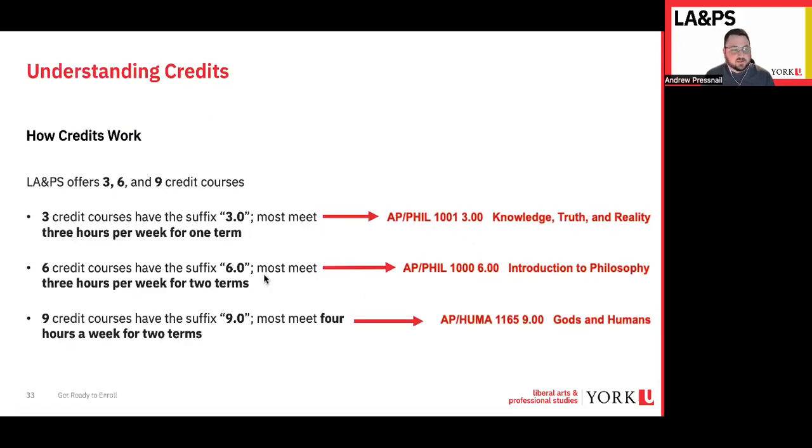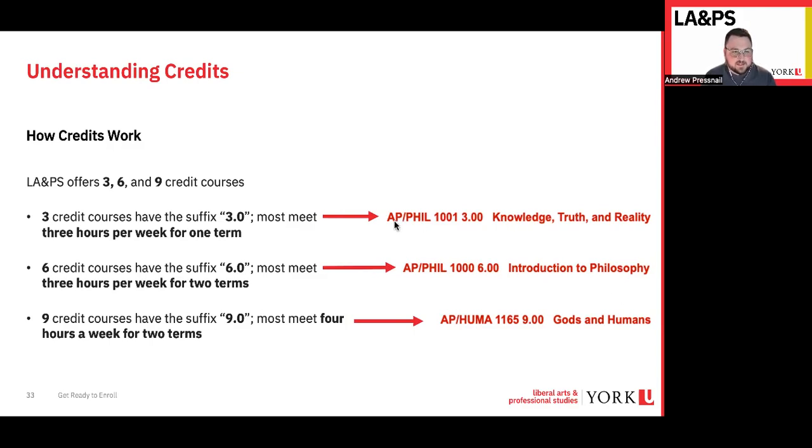Now, 6 credit courses have the suffix 6.0, and they typically meet for 3 hours per week for 2 terms. 9 credit courses have the suffix 9.0, and they typically meet for 4 hours per week for 2 terms, and typically 9-credit courses also carry heavier workloads.